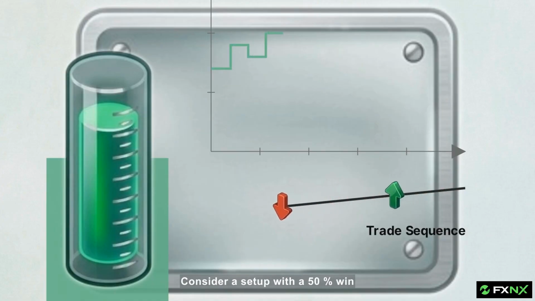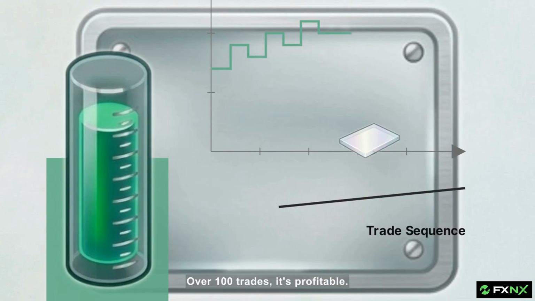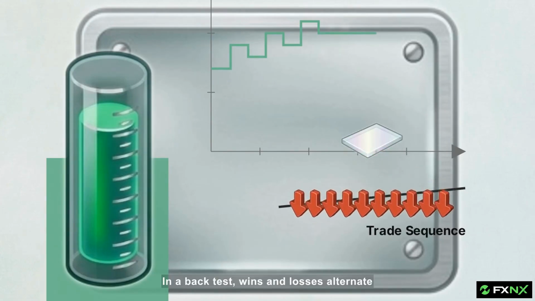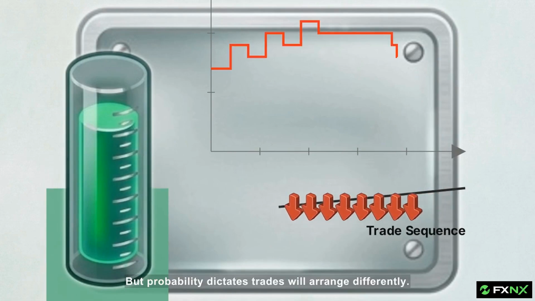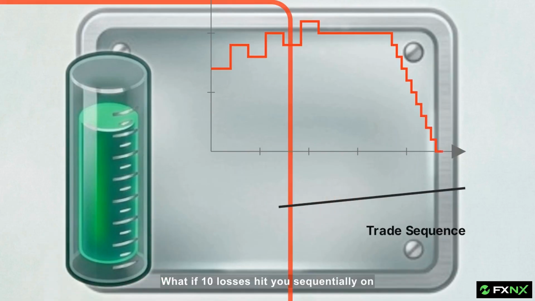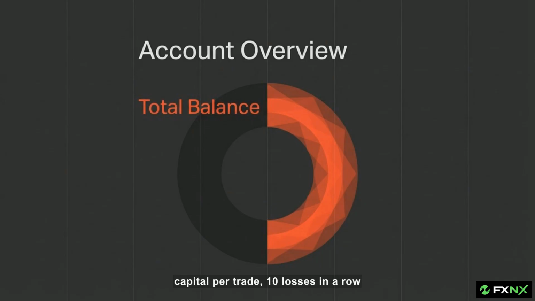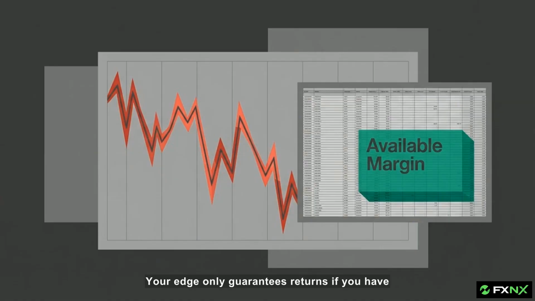time to play out. Consider a setup with a 50% win rate and a 1-to-2 risk-reward ratio. Over 100 trades, it's profitable. In a backtest, wins and losses alternate nicely. But probability dictates trades will arrange differently. What if 10 losses hit you sequentially on day one? If you are risking 5% of your capital per trade, 10 losses in a row means your account is down 50% before you register a single win. Your edge only guarantees returns if you have enough capital to survive the statistical variance of the short term.